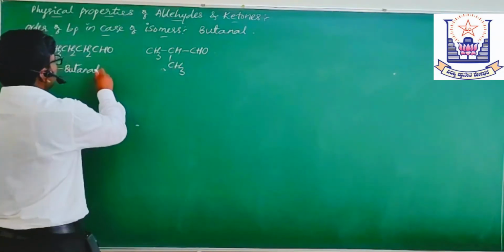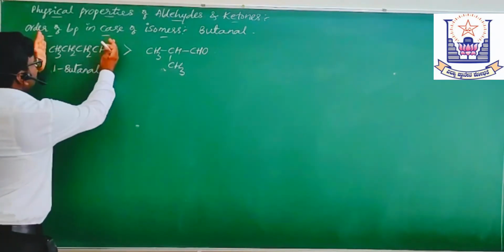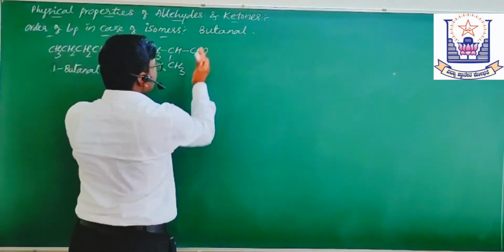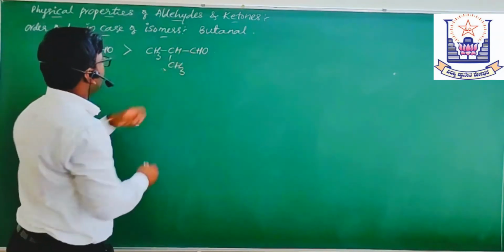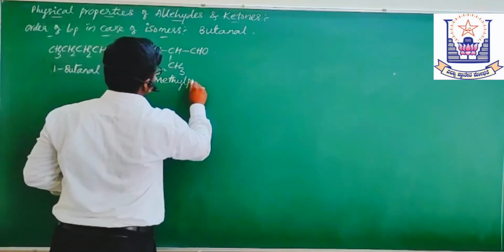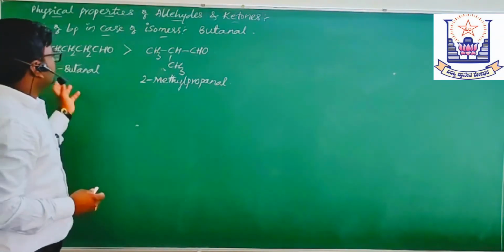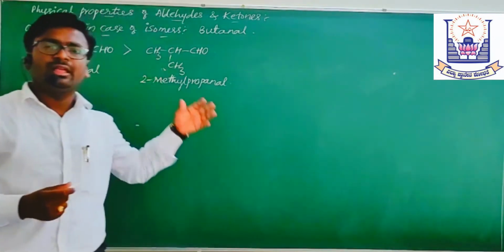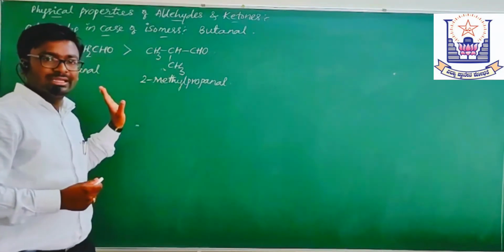Okay. So now the BP of this 1-butanal is high because it has a greater surface area than this. Okay. And what is the name of this compound? It is 2-methyl propanal. Okay. Yes. So this is the simple discussion about the variation of boiling point in isomeric aldehydes. As branching increases, boiling point decreases.